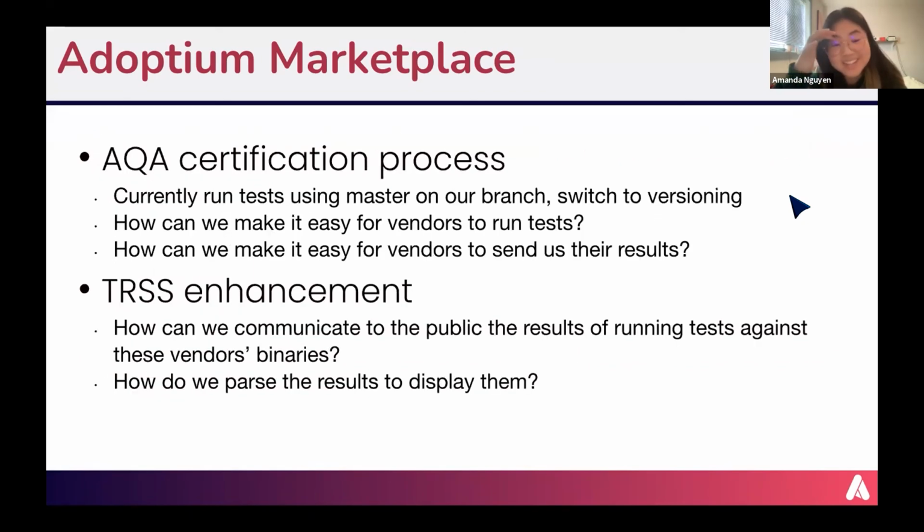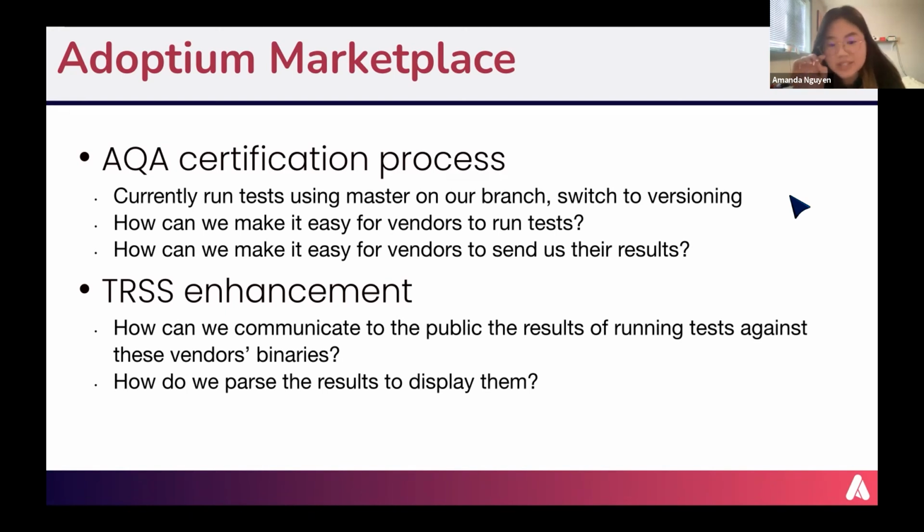Perfect. So how we exactly do this is split up in two ways. Right now we have the AQA certification process. Some challenges we have right now is that the set of tests that they're running against is currently being pulled from master, but because master is always being changed, we'll need to change it so that vendors can choose a version of our test to run against. Some other challenges we have is answering questions like, how do we make it easier for vendors to run our tests? And once they run their tests, how do we make it easy for them to show us their results?